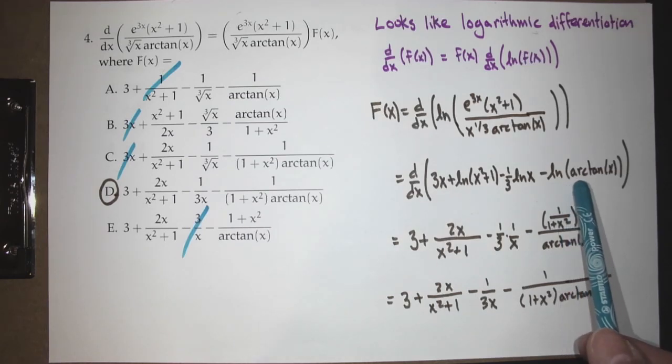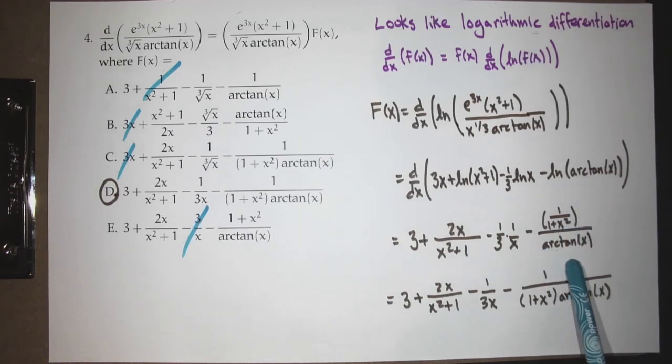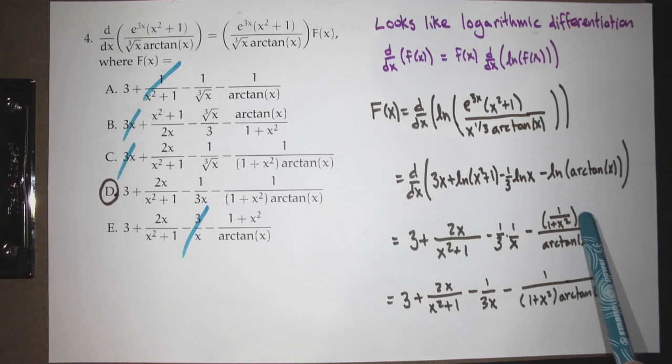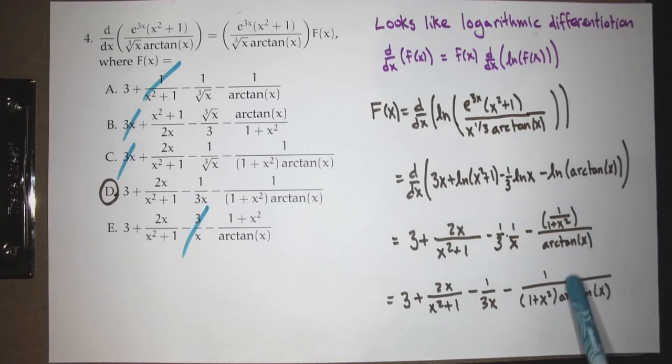Log of arctangent. Arctangent goes downstairs. Derivative of arctangent, 1 over 1 plus x squared, which we can put down there. So this works out. All right. Cool.